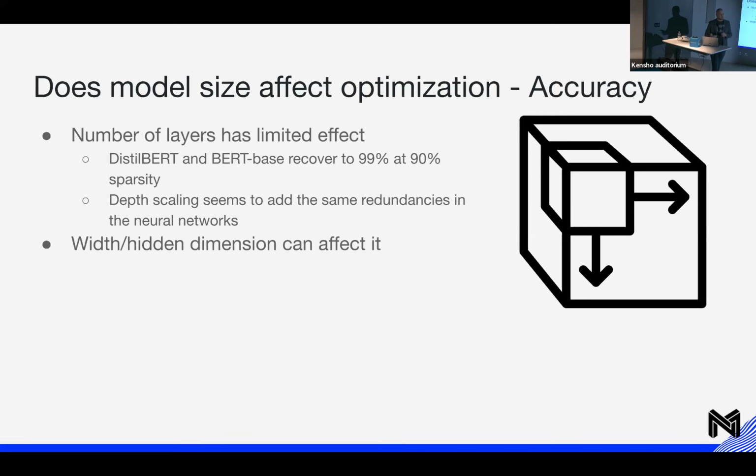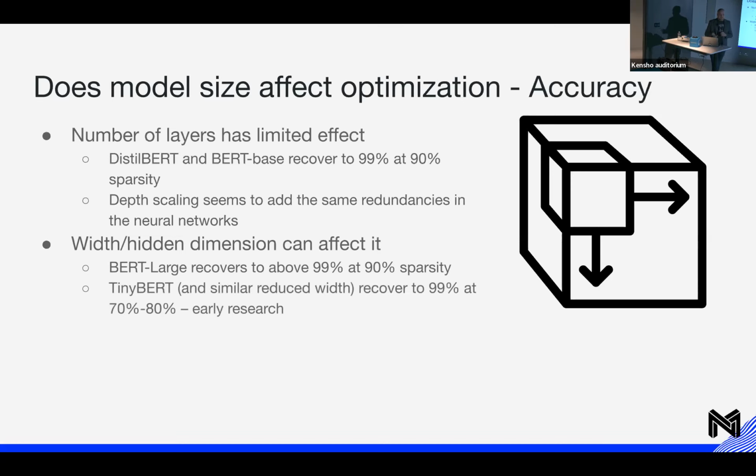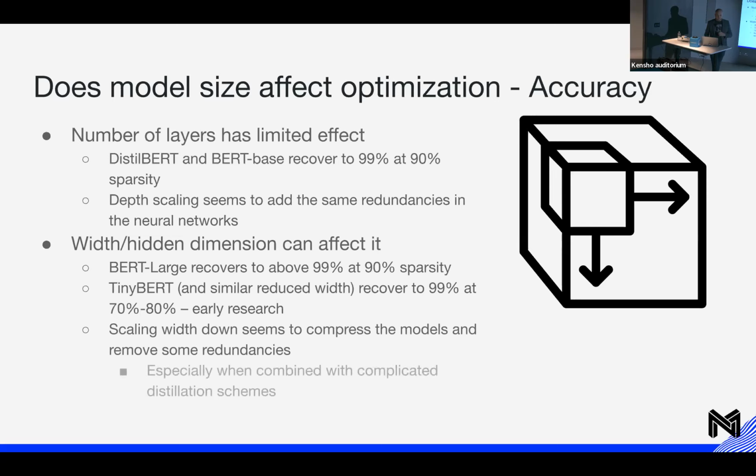Width and the hidden dimension can affect it though. So BERT large recovers to above 99% at 90% sparsity, which has a higher hidden dimension size. And TinyBERT, which is early research for us, but we usually get to 99% at 70 to 80%. TinyBERT has a smaller hidden dimension size. This is generally just because as we reduce the hidden dimension sizes, we're compressing the model a little bit more and removing some of the redundancies.